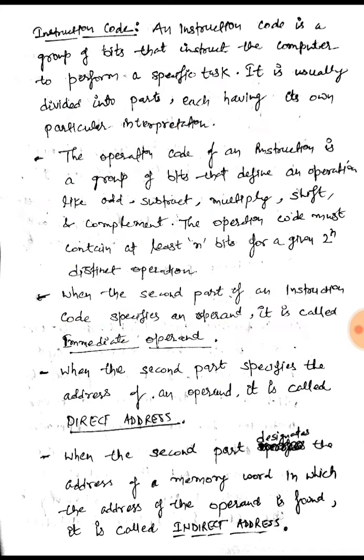So the operation code of an instruction is a group of bits that define an operation, like add. Operation code, that is opcode, can be anything like addition, subtraction, multiply, shift, complement, etc. So these are some of the operations which our opcode defines. The operation code or opcode must contain at least n bits for a given 2 raised to power n distinct operations.